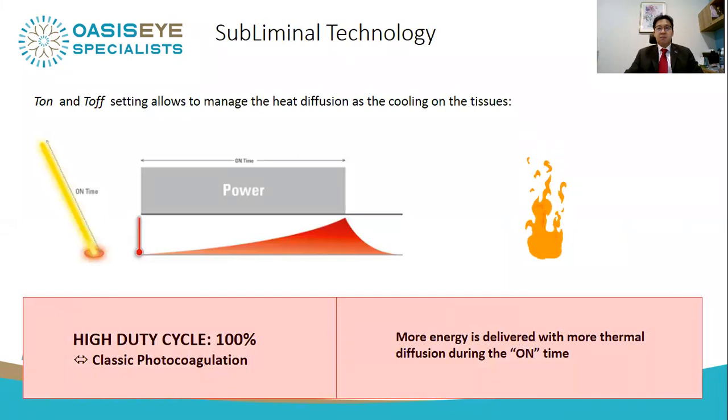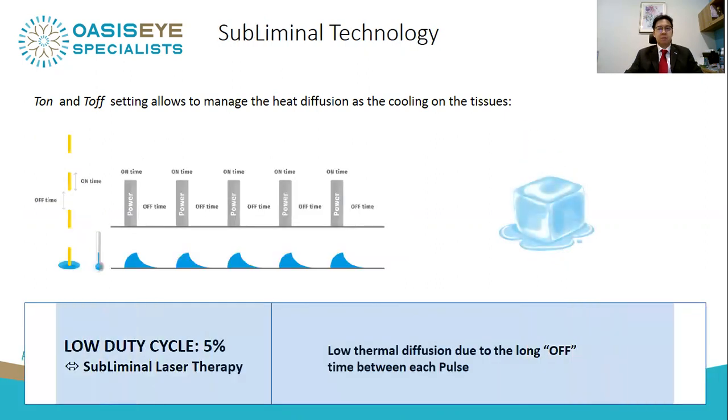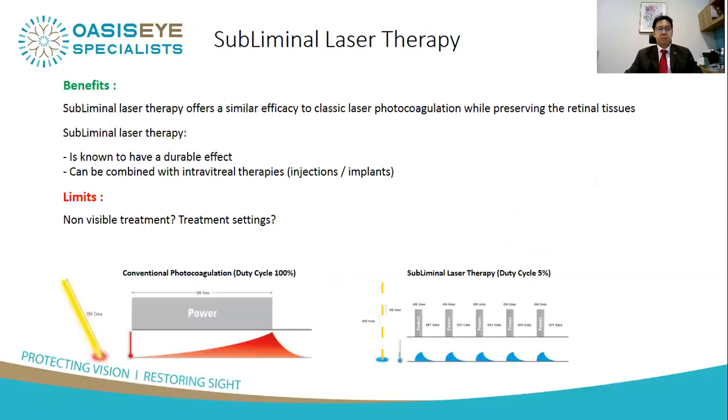The classical laser photocoagulation that you see is 100% duty cycle, whereby the laser is applied for the full duration that you have set it for, and it creates heat at the retinal pigment epithelium and a dense laser scar. And this is what we want to avoid with subliminal laser technology. So by adjusting the on and off setting for subliminal laser, we manage to reduce heat diffusion around the surrounding tissue, and this prevents the formation of laser scars.